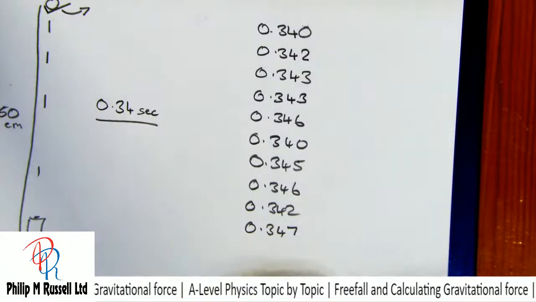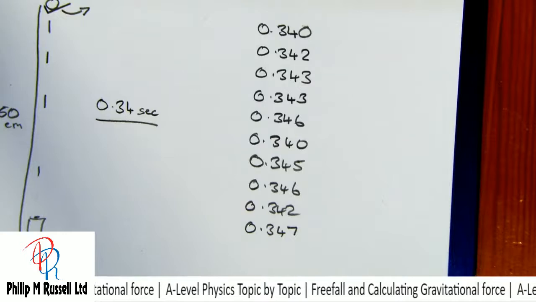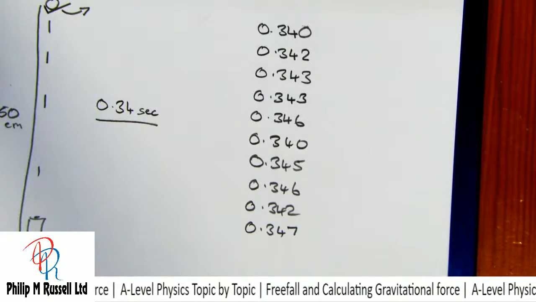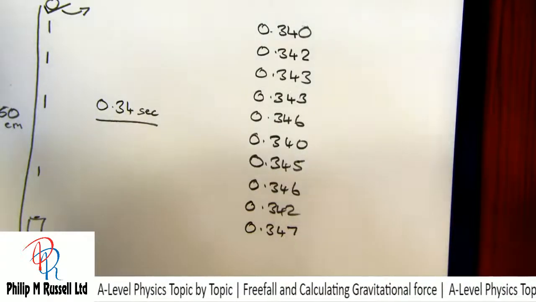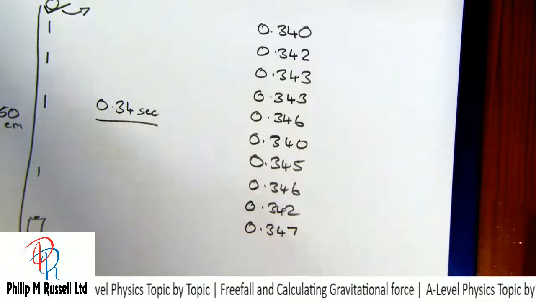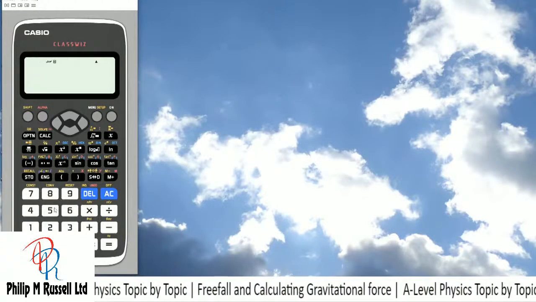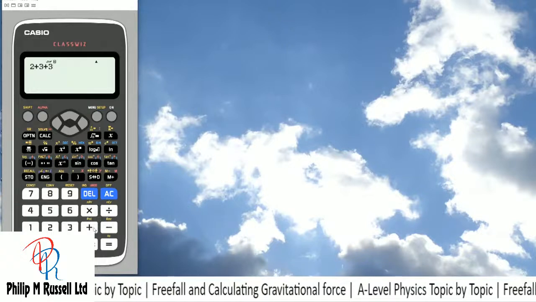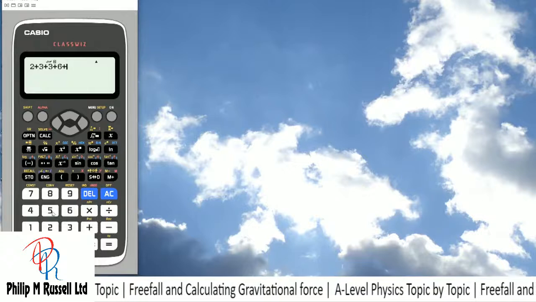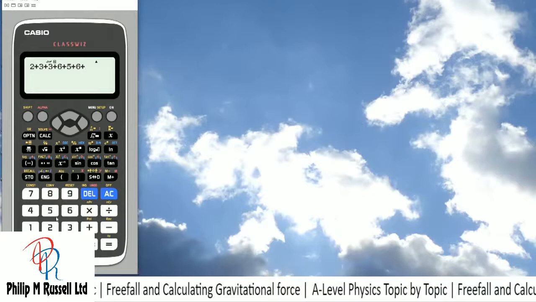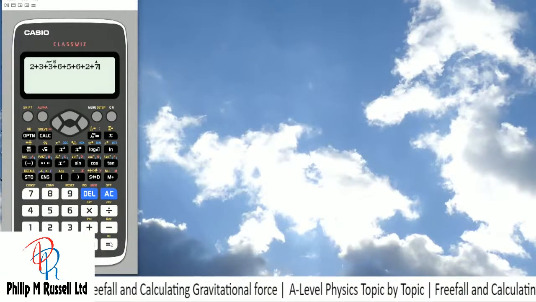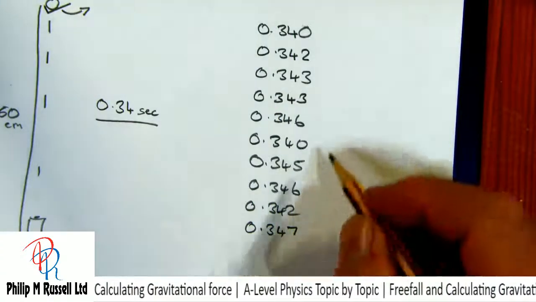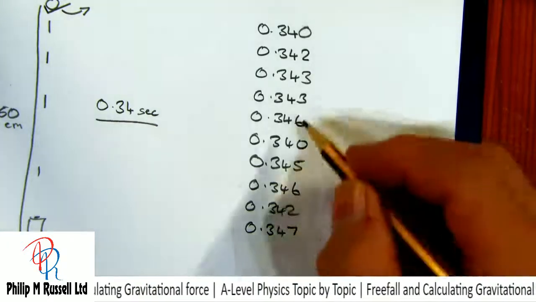So we're going to try and first of all work out an average of these numbers, and if I just try and call this up, I've got my calculator and I'm going to cheat here, so we're just going to have 2 plus 3 plus 3 plus 6 plus 5 plus 6 plus 2 plus 7 is going to give me 34. Divide that by 10 is going to give me 3.4. So I only added up the last column, all the others being the same.